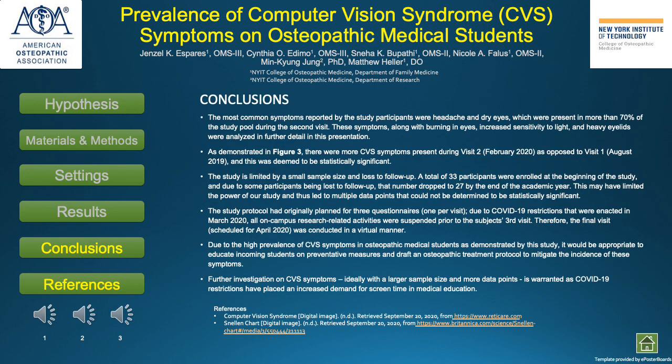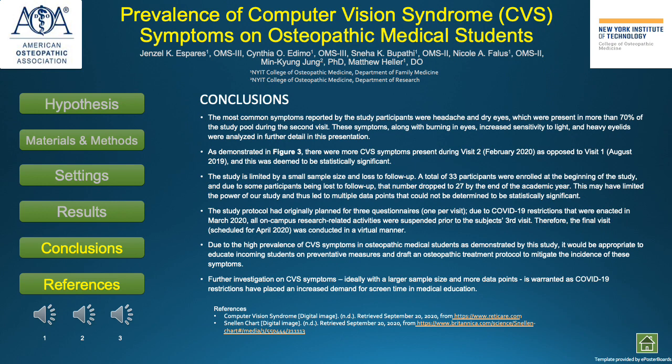From our study, the most common symptoms reported by the participants were headache and dry eyes, which were present in more than 70% of the study pool during the second visit in February 2020. These symptoms, along with burning in eyes, increased sensitivity to light, and heavy eyelids were analyzed in further detail here. As shown in Figure 3, there were more CVS symptoms present during Visit 2 as opposed to Visit 1, and this was deemed to be statistically significant.